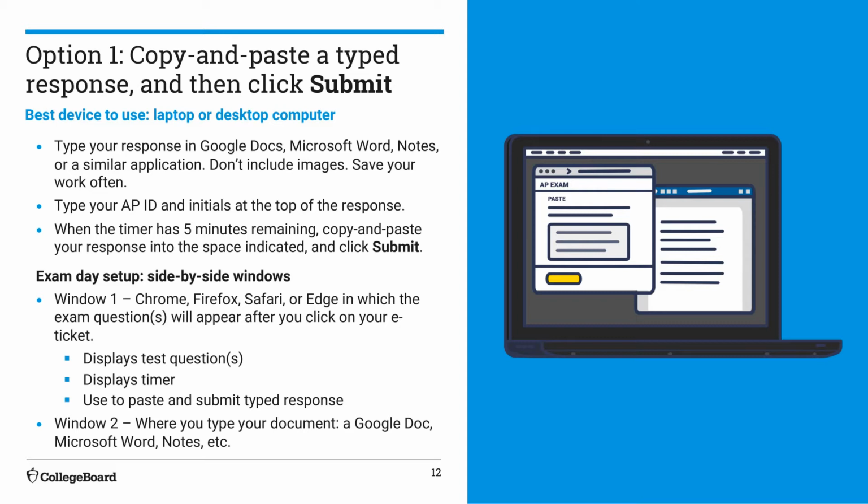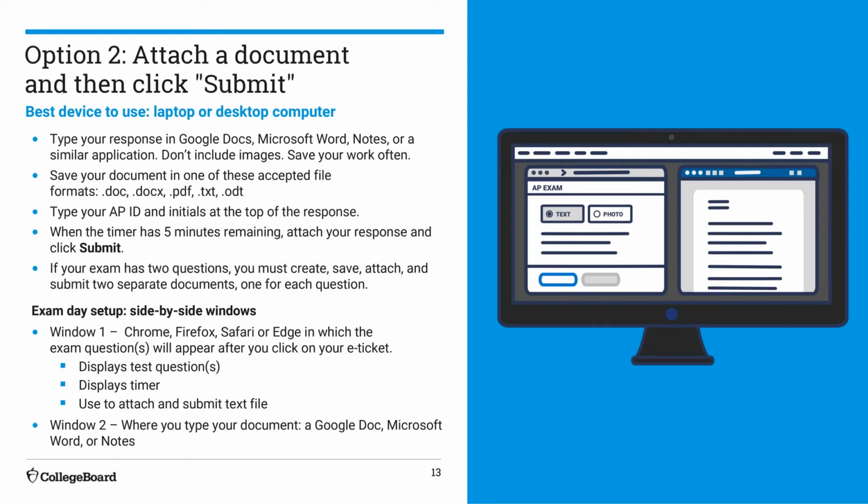So here's your setup. In the first window, you have your browser: Chrome, Firefox, Safari, or Edge. Don't use any other browser. They won't work. It'll have the test question. It'll have the timer. And then what will happen is you will type up your response in a Google Doc or Microsoft Word. When you're done, you will copy it and paste it into the window itself. It'll say to copy and paste, and you'll just type it in or paste it in and submit. Option 2 is to attach a document.